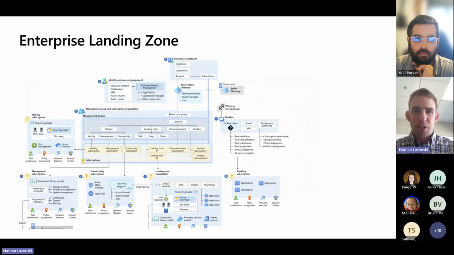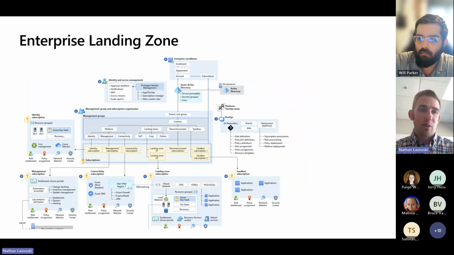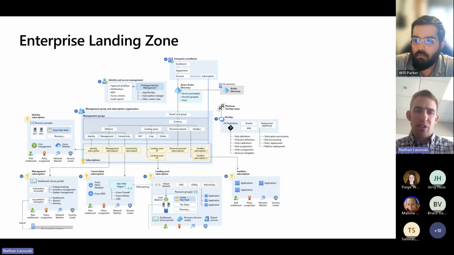We won't go into this in more detail, but just know that each of these are connected to their requisite parts, right? The idea that the identity subscription contains your domain controllers that would exist in Azure to be able to facilitate authentication of the virtual machines that you have in Azure, et cetera. There's a lot of secondary build out of this.